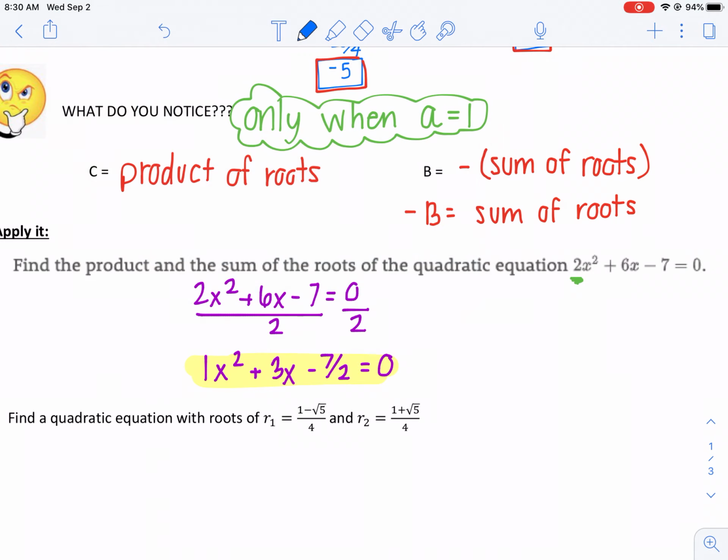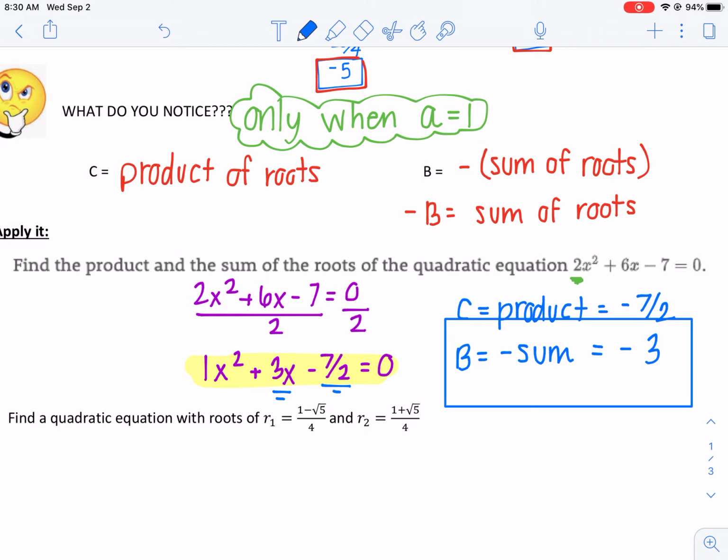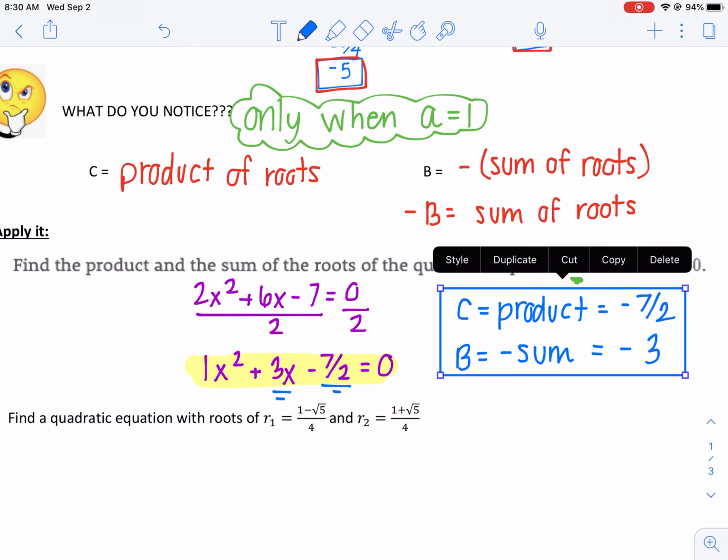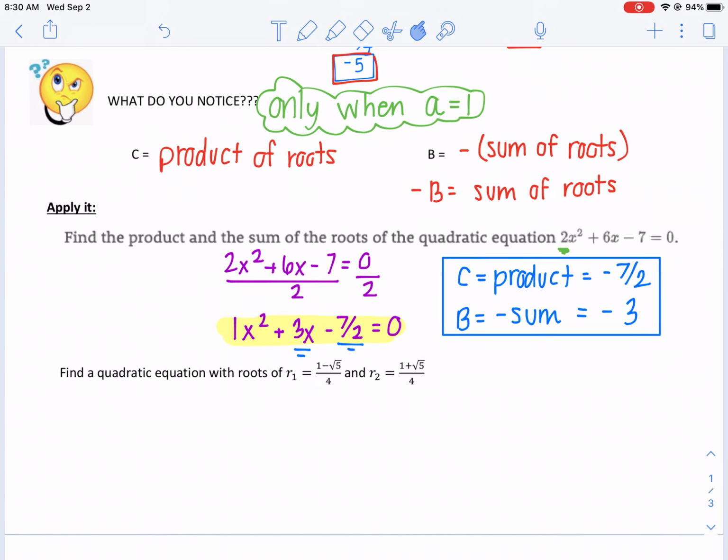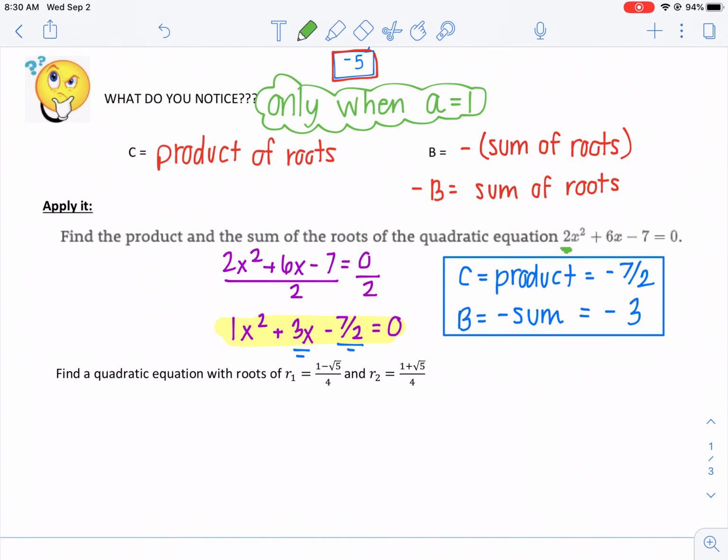Looking at it, the product, remember, the C value equals the product. So the C value in this case is -7/2, right here. The B value equals the negative sum of the roots. Notice the value is +3, so the sum would be -3. I think that's much easier than actually solving each part. You can use this little pattern. Again, remember this needs to be a 1 in front.